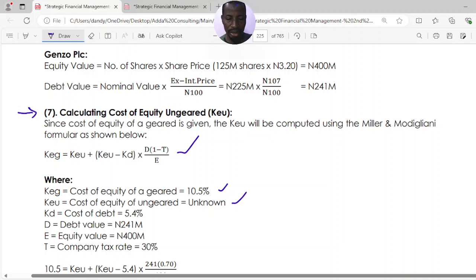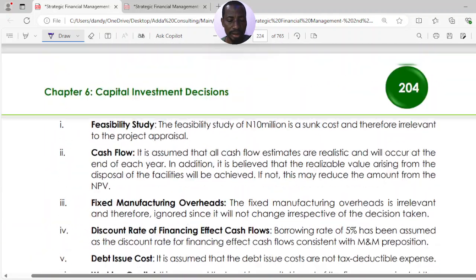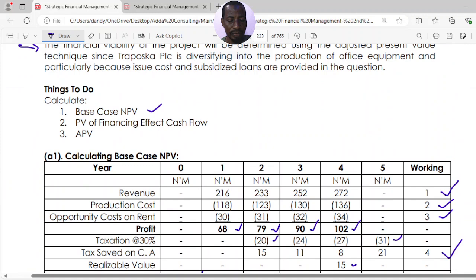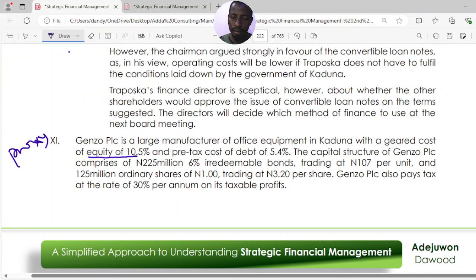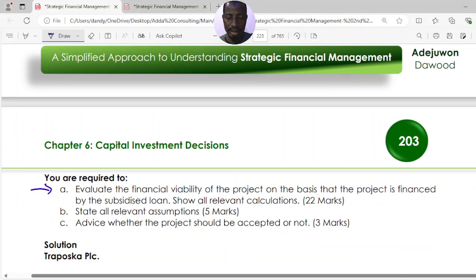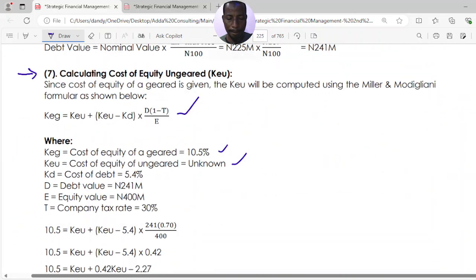For cost of debt, I will go back to the question: what is the cost of borrowing for Genzo PLC? We're told that the pre-tax cost of debt, the cost of borrowing, is 5.4%. Interest rate is 5.4%. That's the 5.4 you are seeing here. Then D, which is debt value. We need to go and calculate debt value. We also calculate equity value.